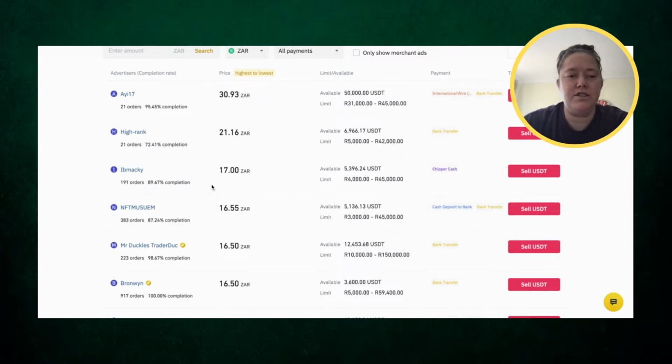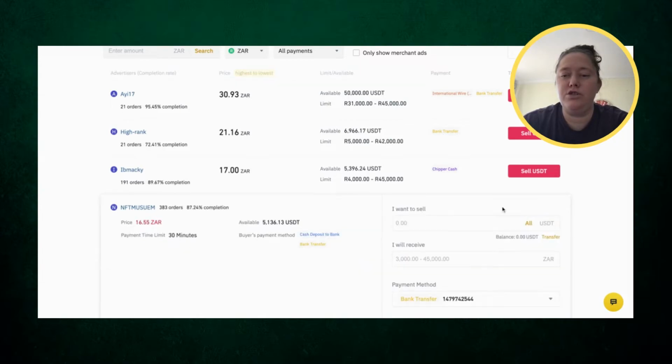So let's say this is a really good exchange. I want to do it at 17 Rand. As you can see here, this will be a problem. Do you see that this person only does Chipper Cash, which means I cannot send it to my local bank account? It needs to say bank transfer. So I will not be able to use him, but I can go to NFT Museum, which is someone that I use all the time as well.